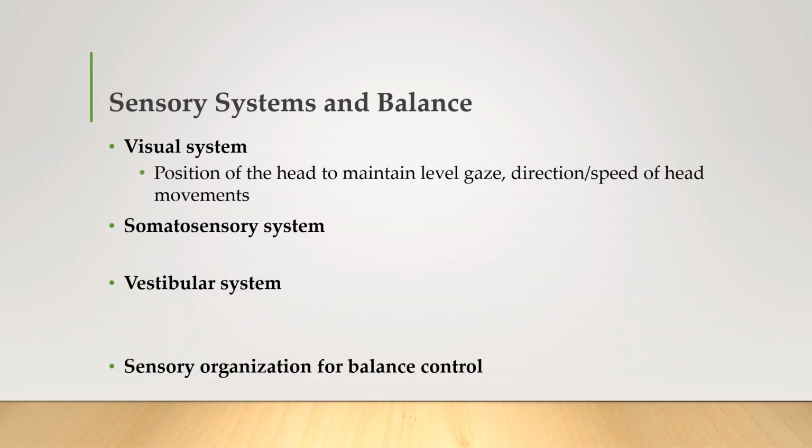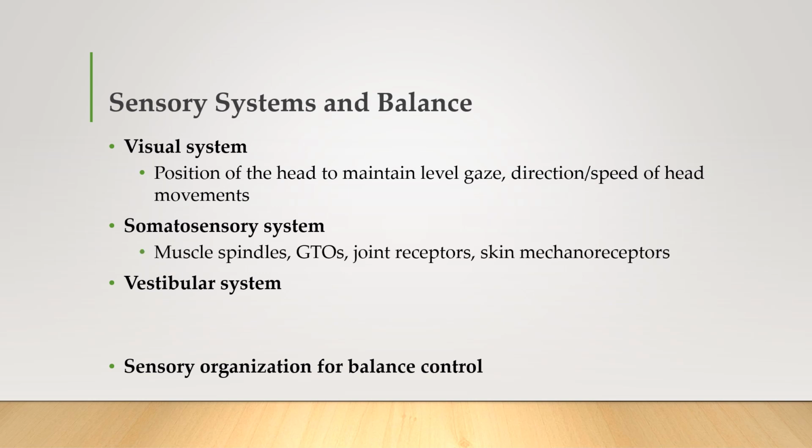Then we have our visual system that comes in next. This gives us basically the position of the head to maintain a level gaze, and it responds to the direction and the speed of the head movements. We have our somatosensory systems, our muscle spindles, our Golgi tendon organs, all the joint receptors, and the skin mechanoreceptors.